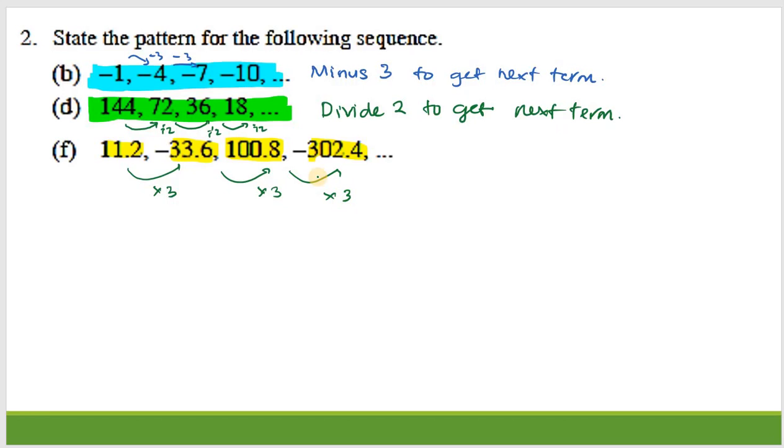And then we think about the positive and negative now. So a positive number suddenly becoming negative means this is multiplied with a negative number. Then negative multiplied with negative 3, we get positive back. And then the positive number multiplied with another negative number, we get negative again. So this is multiply. Sure, for multiply you can use times. Times negative 3 also can. Negative 3 to get the next term.